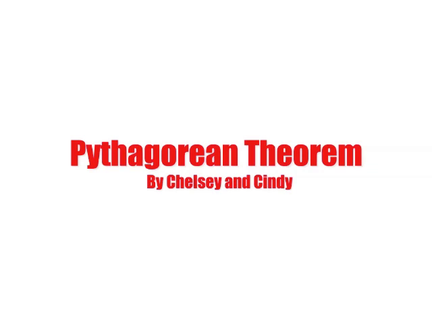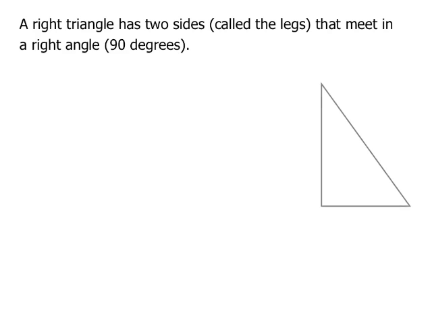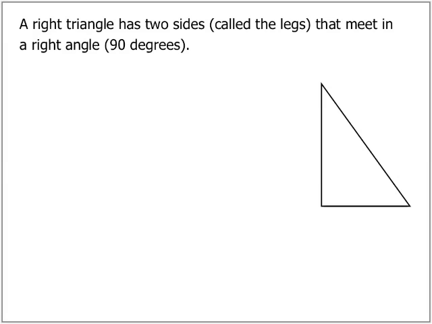Okay, so we're doing the Pythagorean Theorem. A right triangle has two sides, and these sides are called the legs. So here it is. They meet at a right angle, which is right here. And you know a right angle is represented by a box, right?